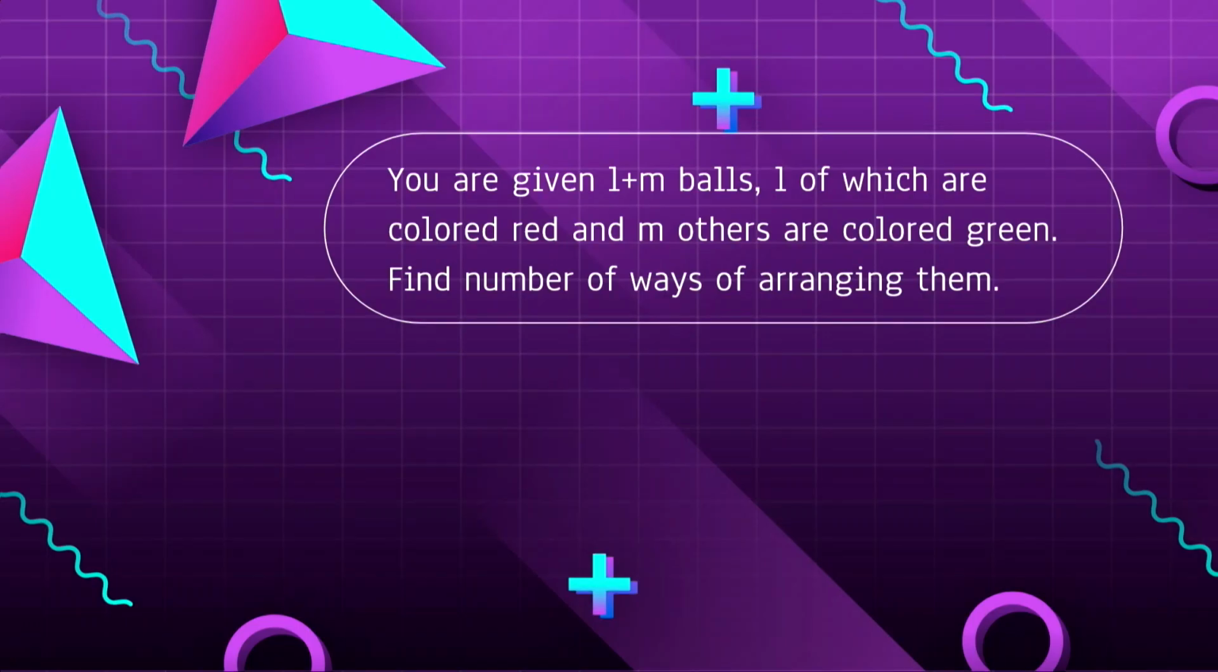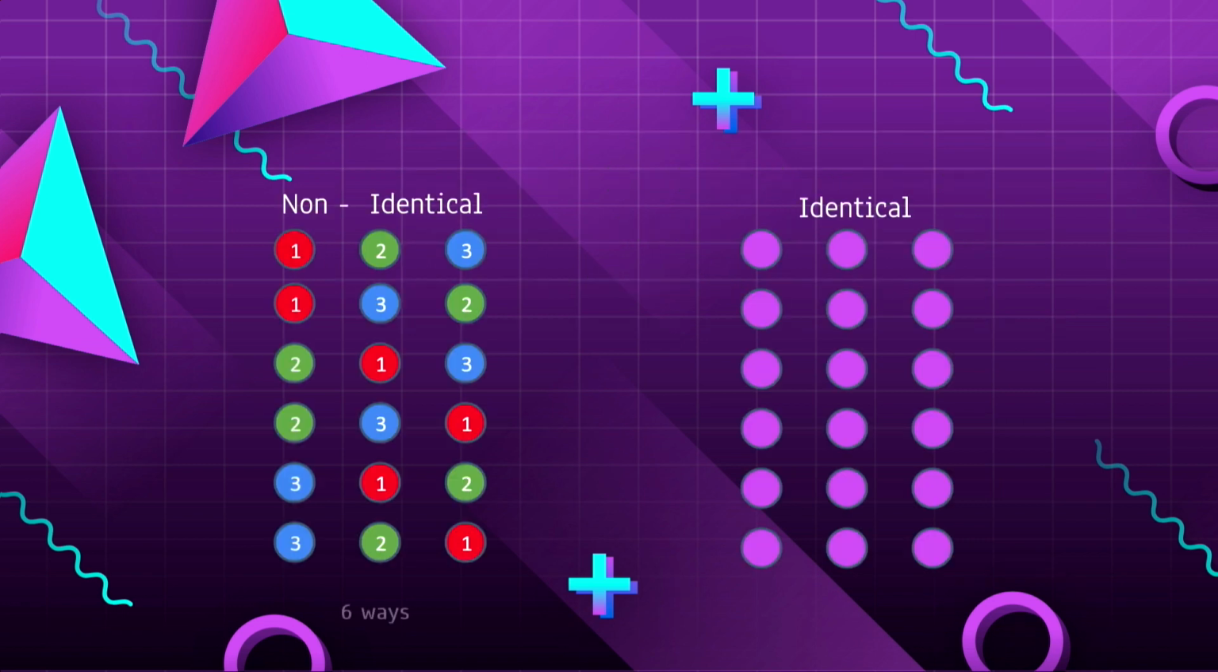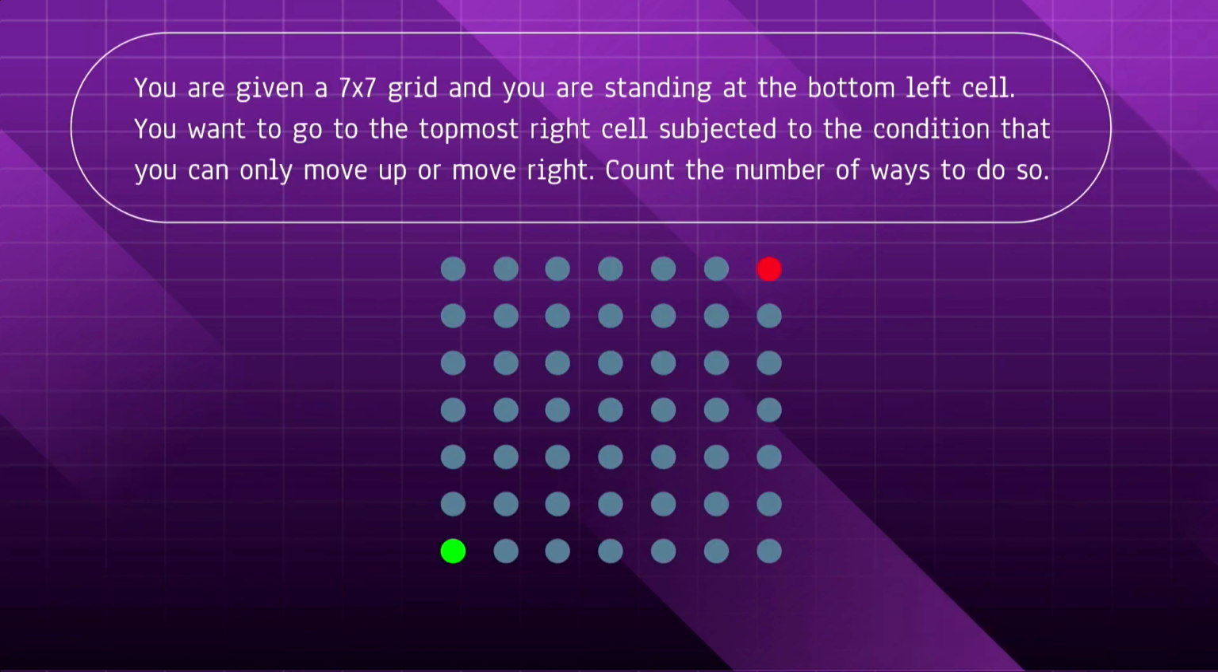So just for the record, the answer for this will be (L plus m) factorial upon L factorial and m factorial. This is clear? So this is something I came up with. This is a very standard question in permutation which they taught. But you might have seen this question already.